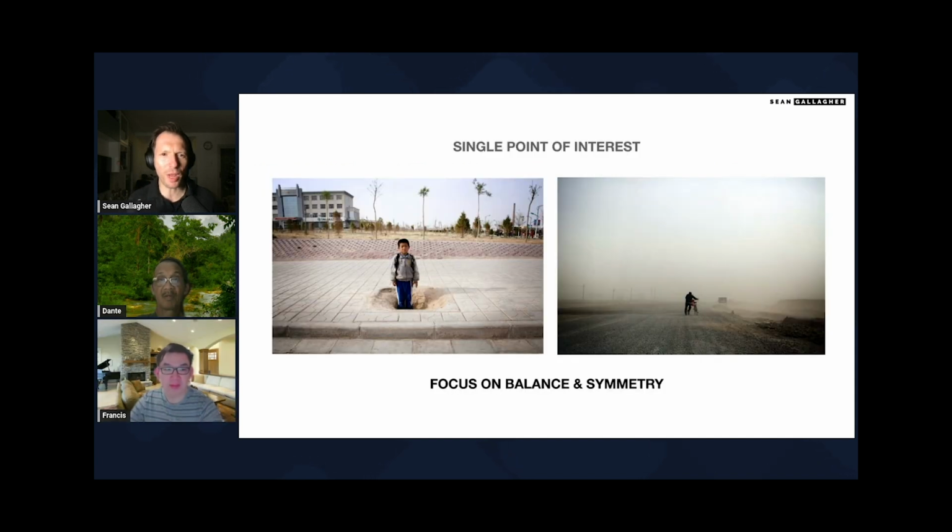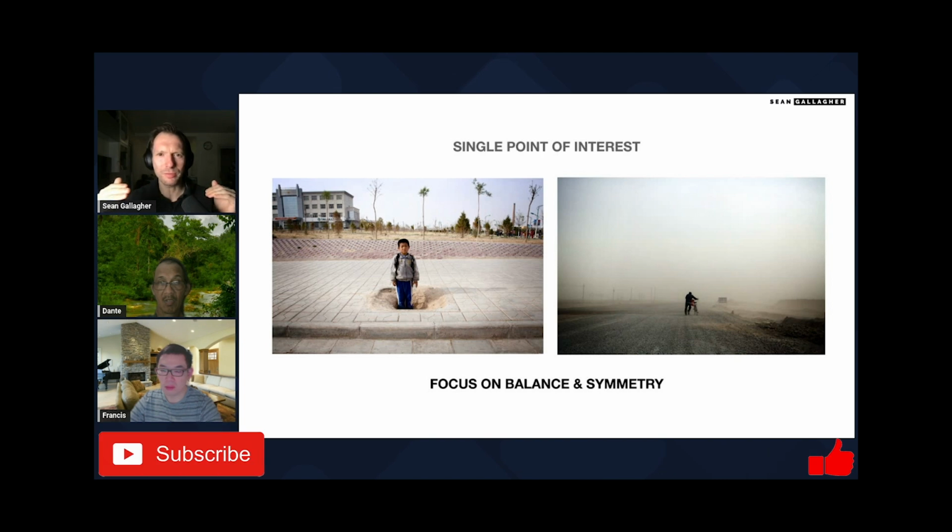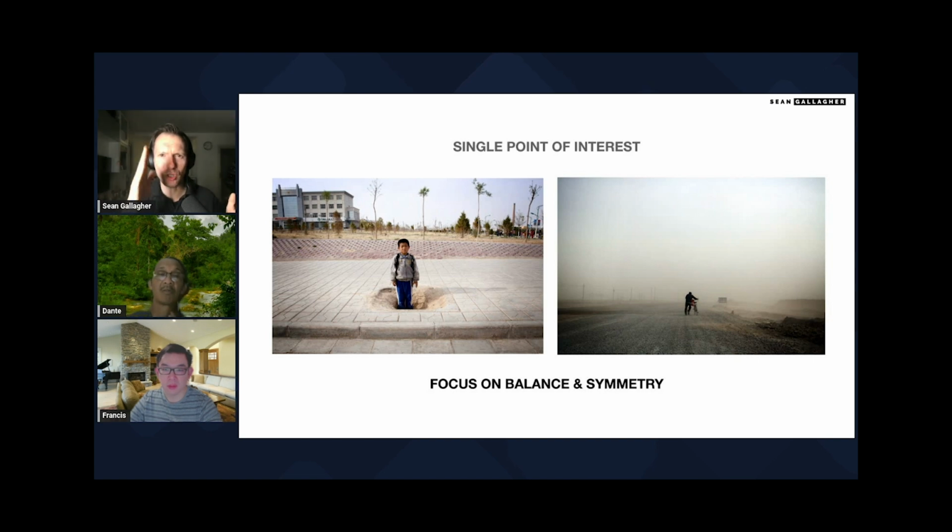So the other concept, as well as using the geometry, whether that's lines or patterns or shapes, that I want to move on to is about the different elements that you use within your composition. One of the techniques that I like to use is the single point of interest. This is quite self-explanatory. This is where you're focusing just on one subject within the frame, and you're really simplifying the frame to make it all about that one subject.